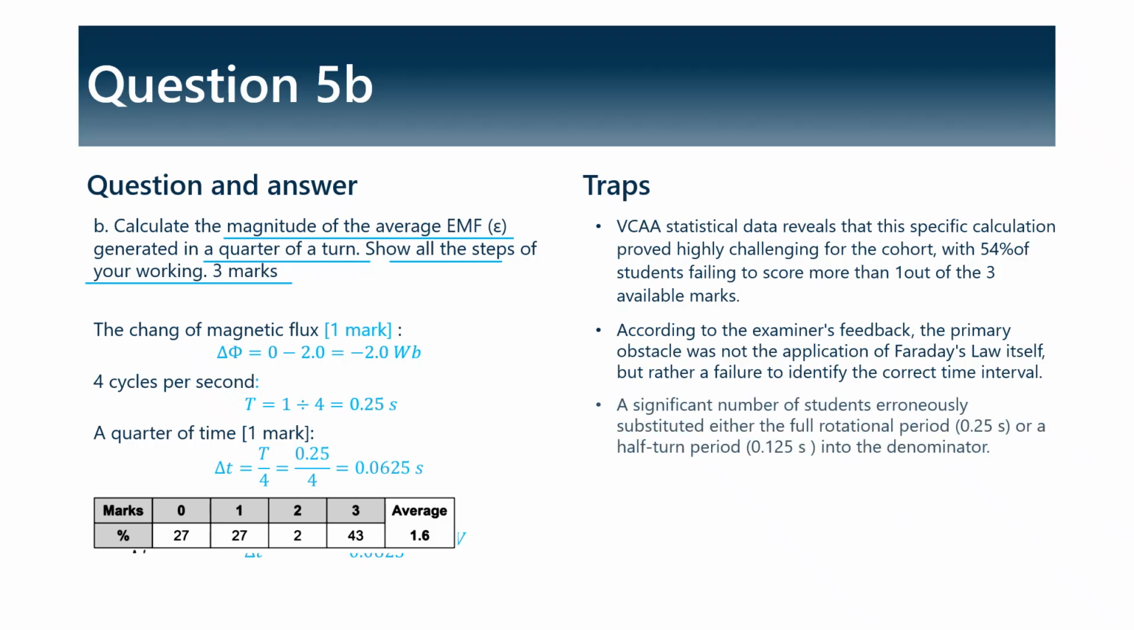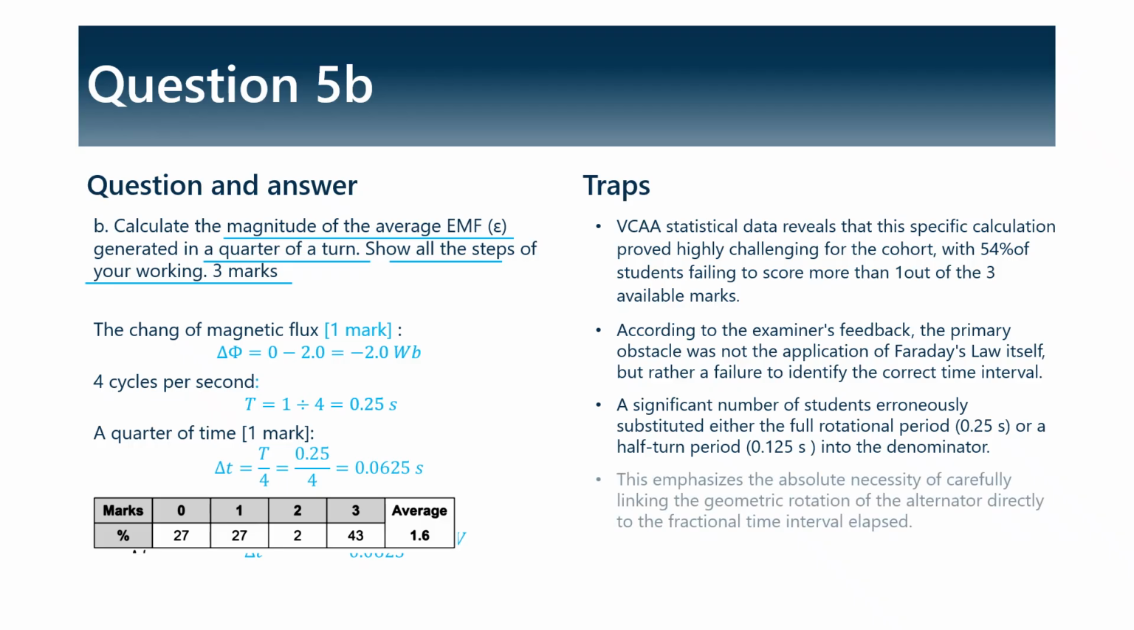A significant number of students erroneously substituted either the full rotational period, 0.25 s, or a half-turn period, 0.125 s, into the denominator. This emphasizes the absolute necessity of carefully linking the geometric rotation of the alternator directly to the fractional time interval elapsed.